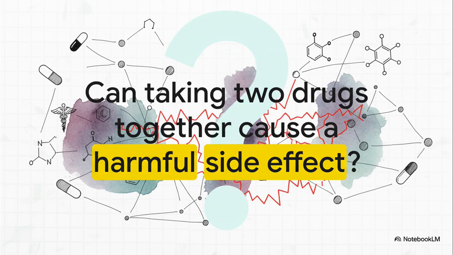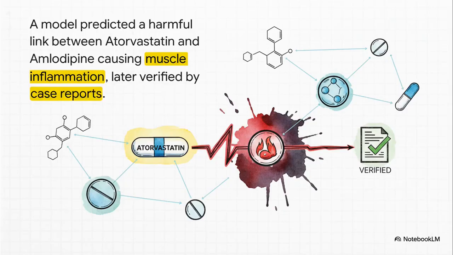This is framed as a link prediction problem. Is there a potentially dangerous connection between two different drug nodes? For example, a graph model predicted a previously unknown harmful interaction between two drugs, atravastin and amlodipine, suggesting it could cause muscle inflammation. And that prediction, made by the model, was later confirmed with evidence from actual medical case reports.